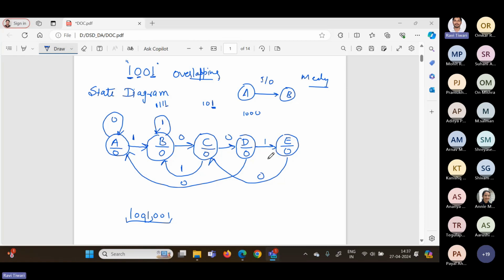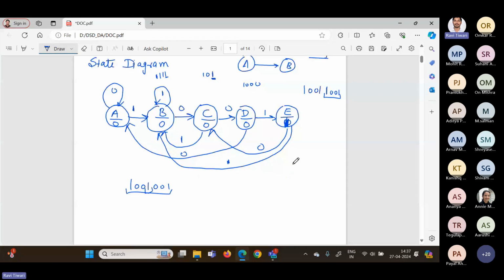Now, if you are in state E and you are getting 1, so here I already received 1001, and if I get 1, then I have to wait for how many bits? 3 bits. That means we have a single bit correct. So single bit correct state is what? B. So I will move to state B, and here I will write down 1. So this is the state diagram for 1001 overlapping.